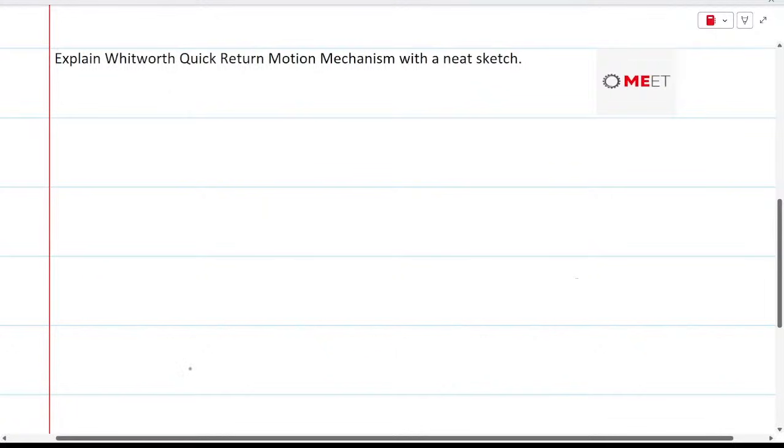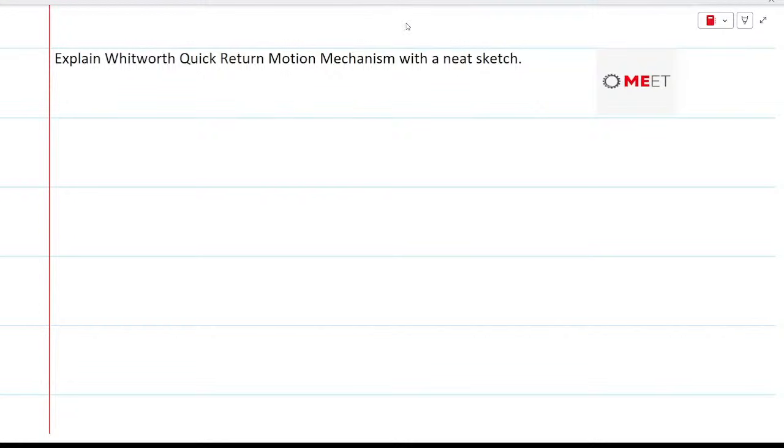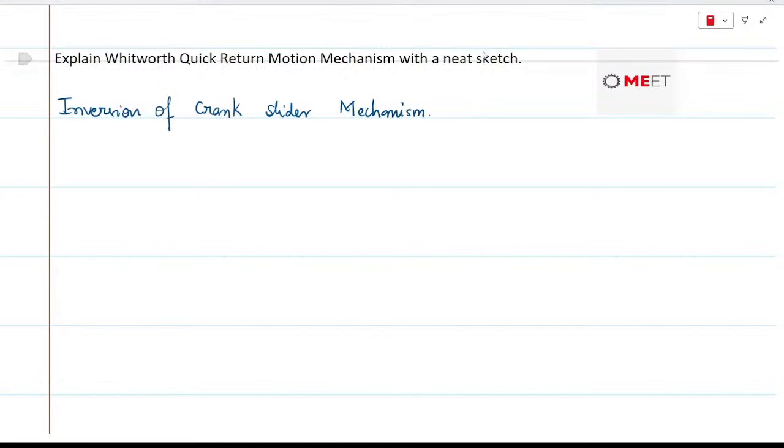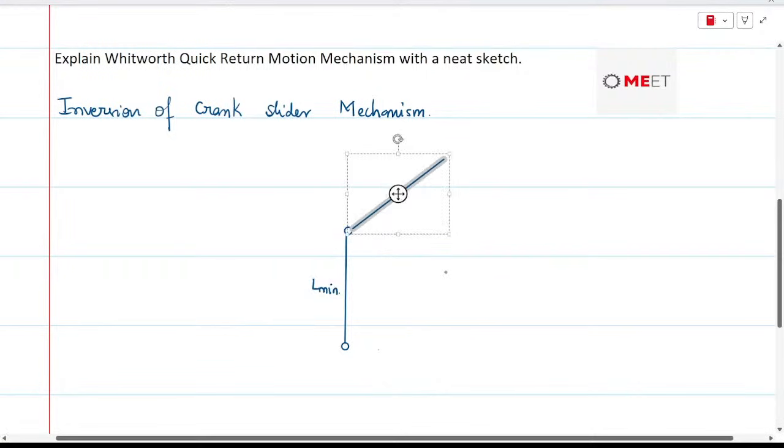Explain the Whitworth quick return mechanism with a neat sketch. First, the Whitworth mechanism is an inversion of the crank slider mechanism. And here the Whitworth mechanism is analogous to the working of a double crank mechanism. Let's try to understand the sketch. Here this would be the shortest link, which is L minimum. Now I will add another link adjacent to it, which is having more length than L minimum. This is the fixed link.